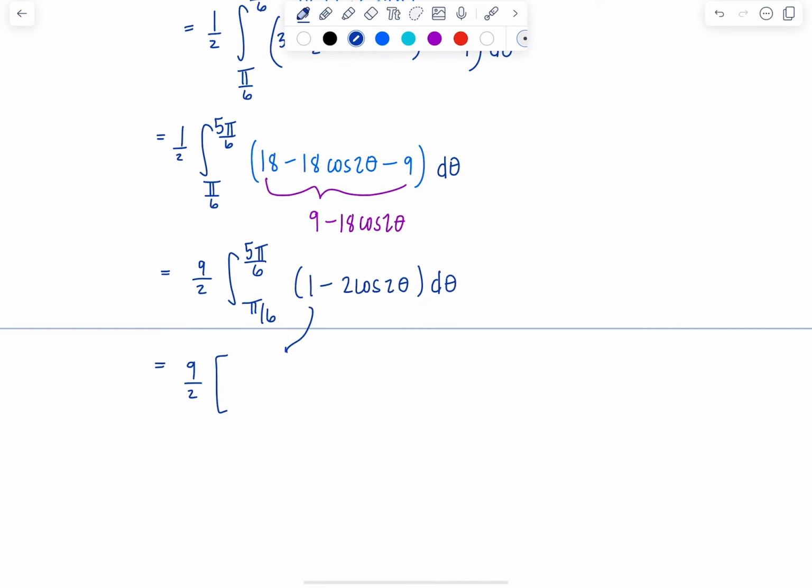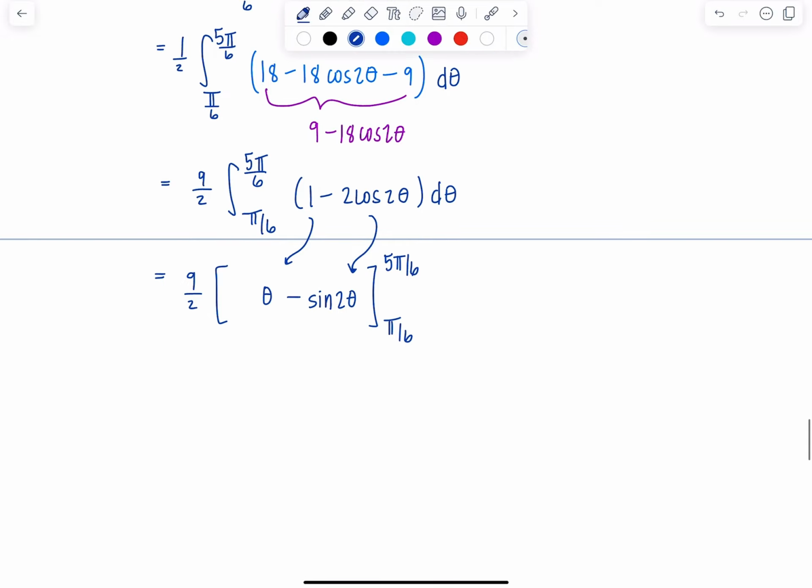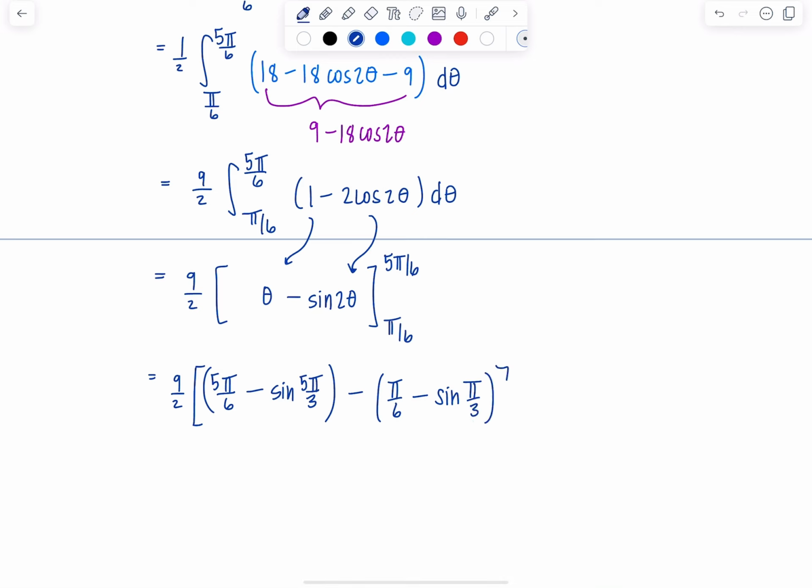9/2. Antiderivative of 1 is just theta. What about this? Whose derivative did you take to get negative 2 cosine 2 theta? It was a negative sine 2 theta. And then this goes from pi over 6 to 5 pi over 6. This is a good one, especially if you have no calculator, like many of my students do. So 9/2, 5 pi over 6 minus sine of 2 times 5 pi over 6, which is 5 pi over 3. We'll do this slowly. Minus pi over 6 minus sine of 2 times pi over 6, that's pi over 3.